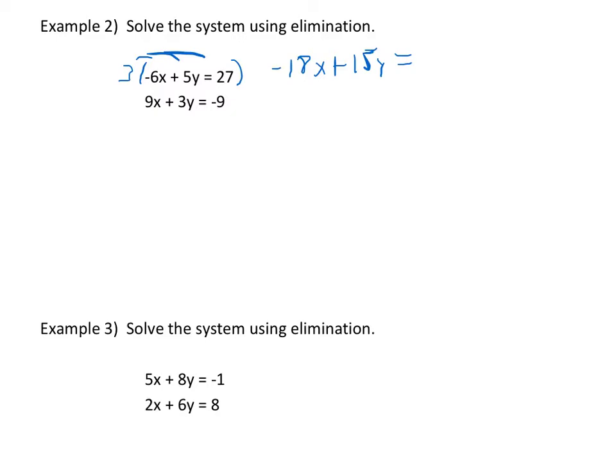equals 81. The bottom equation, I would multiply by a positive 2, which would give us 18x plus 6y equals a negative 18. And as we had hoped, we have two variables with opposite values.